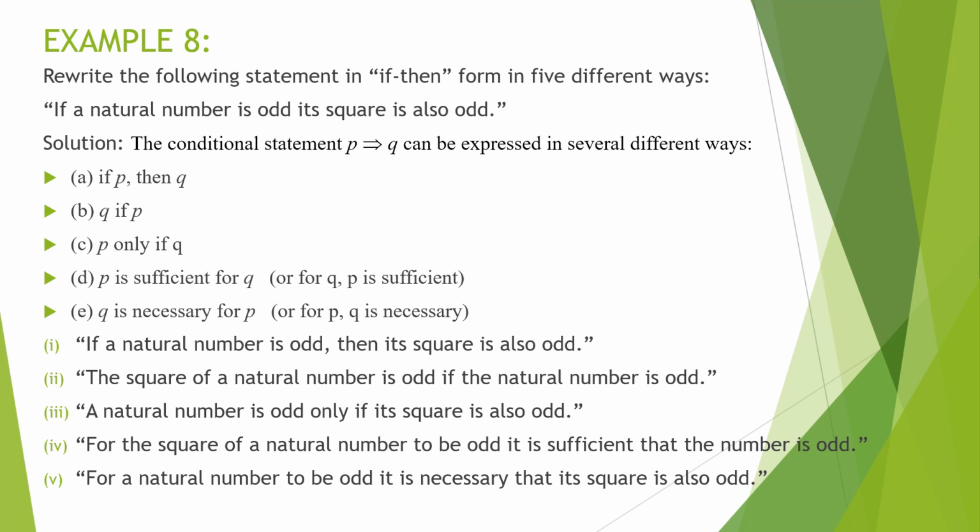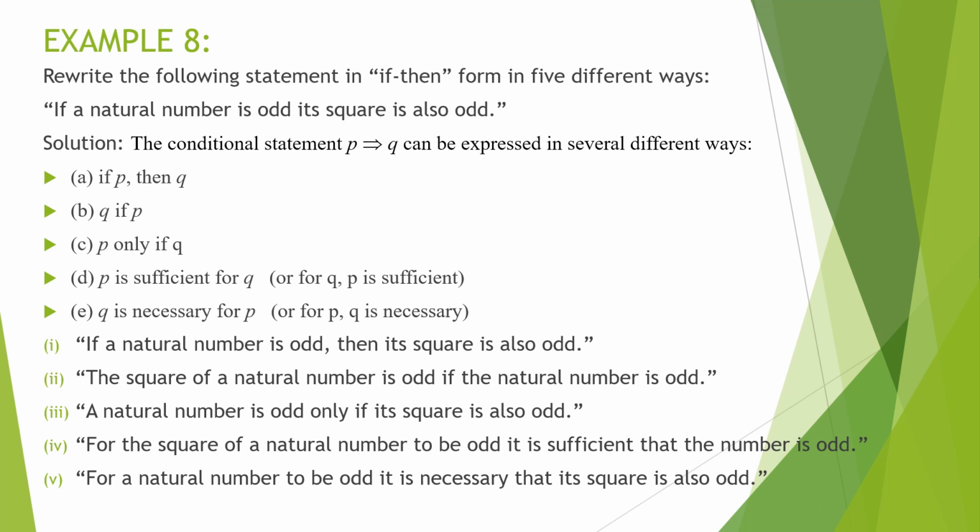That means for Q, it is sufficient that the number is odd. P is sufficient. That means it is sufficient that the number is odd. For the square of a natural number to be odd, it is sufficient that the number is odd. This is for sufficient. Q is necessary for P.